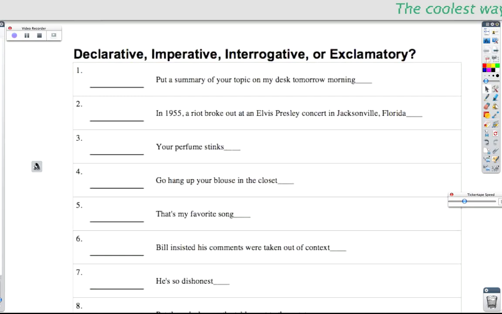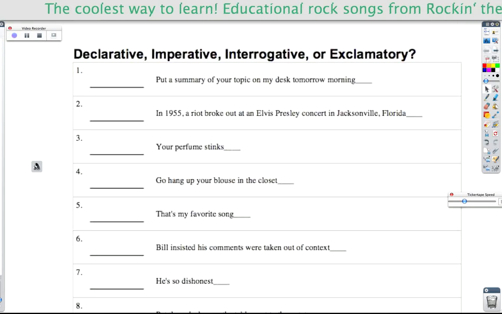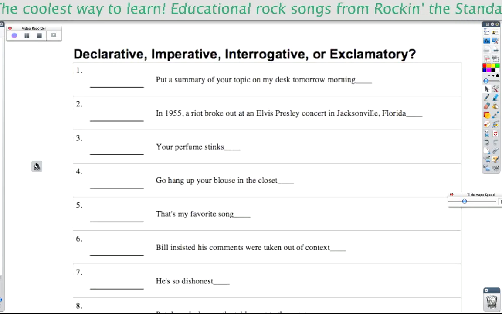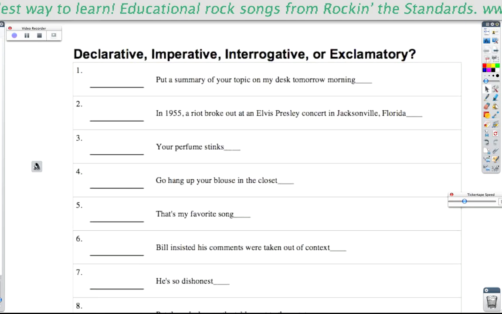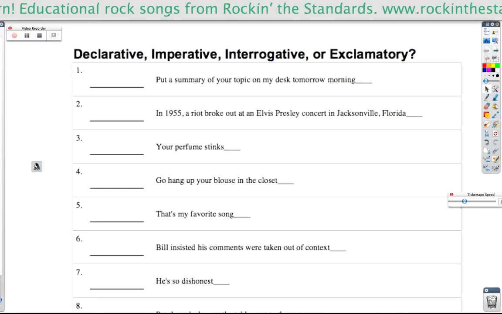All right, today we're going to go over the 4 different kinds of sentences using the more educated terms for each sentence: declarative, imperative, interrogative, and exclamatory. But before we get started on some actual sentences here, I'd like you to hear a little taste of a song by Rockin' the Standards that if you listen to this over and over again, it's going to make learning this concept a lot more fun and simpler.